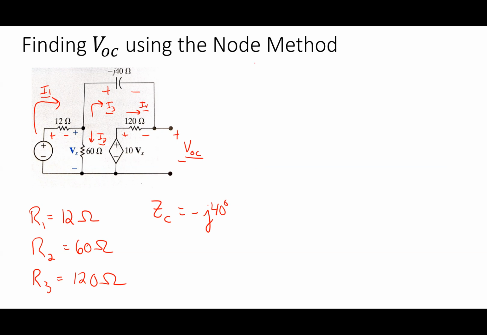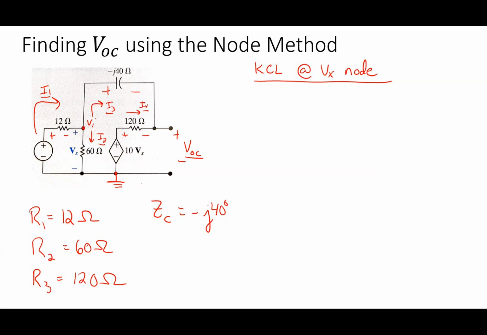So what I'm going to do is KCL at the VX node. If it's nodal analysis, I choose one node as the ground node. It doesn't have to be, but usually it's the one at the bottom. So in this case, I'm going to choose the one at the bottom here. I'm going to call this guy V1.